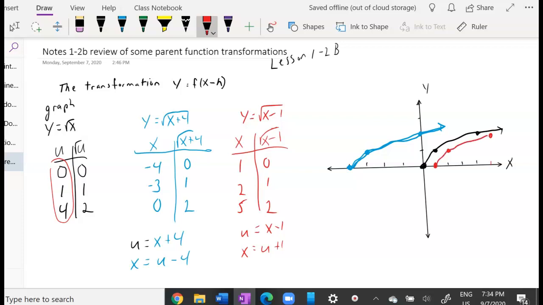I need maybe one more tick mark right about there. And there it is, moved over to the right. So when it's x minus 1, it moved to the right. When it was x plus 4, it moved to the left.